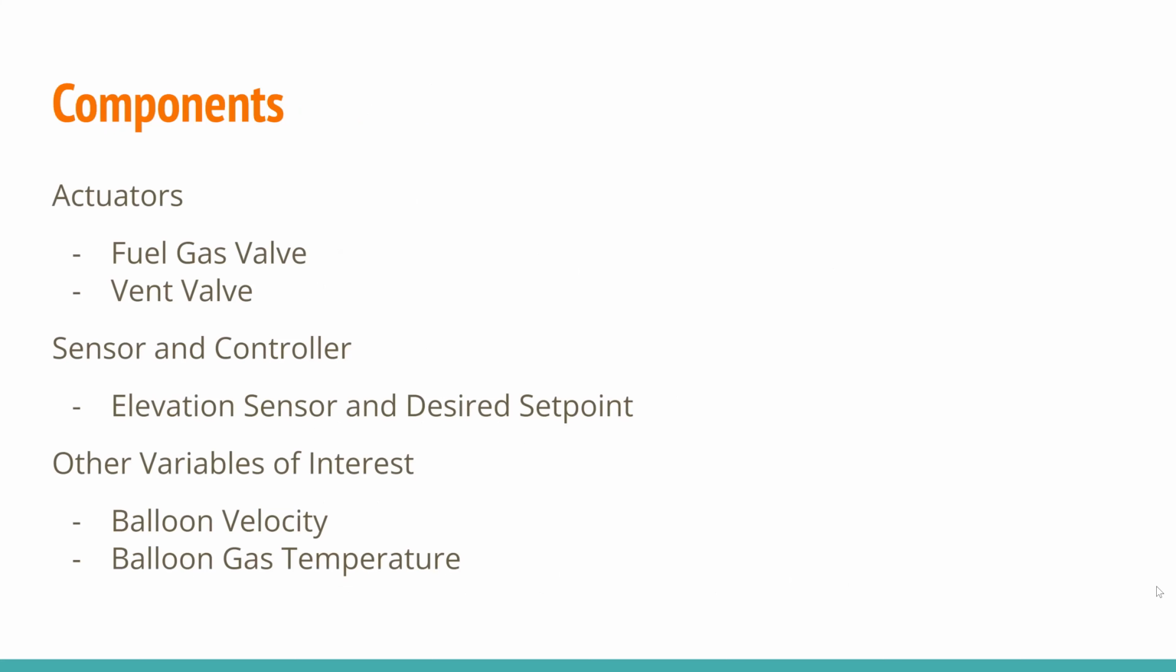Our system is comprised of two actuators, a fuel gas valve, which releases fuel into a small heater or burner that produces hot air or hot gas, and then a vent valve at the top of our balloon that releases that gas, essentially ideally lowering your balloon's elevation. A sensor for the system would be an elevation sensor, and we set up our controller using a series of desired elevation set points. Other variables we were interested in and wanted to observe were our balloon velocity, the velocity of its altitude change, so in meters per second, how quickly it rises or lowers, and the balloon gas temperature.